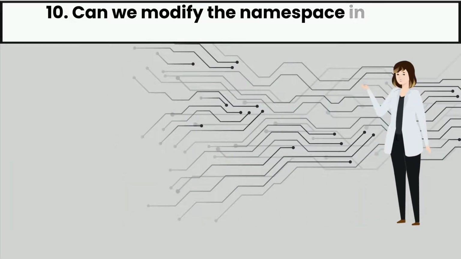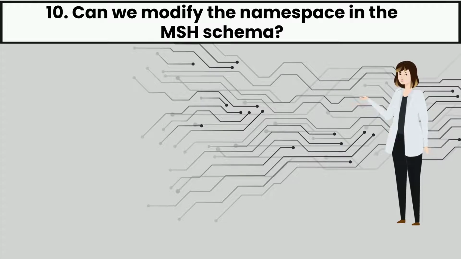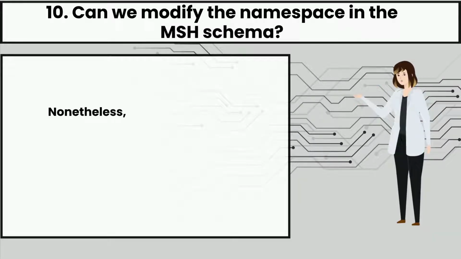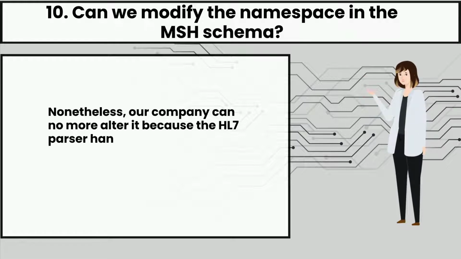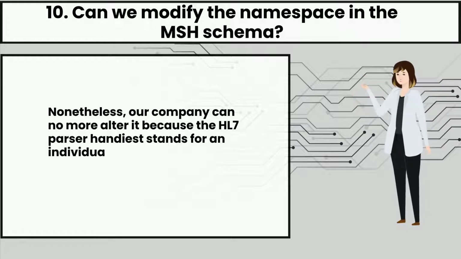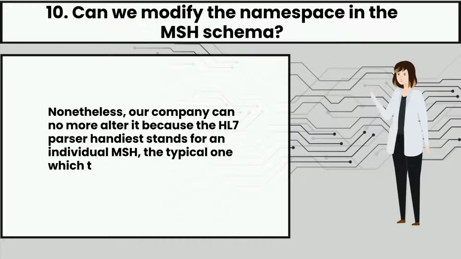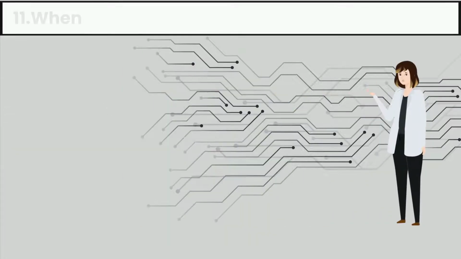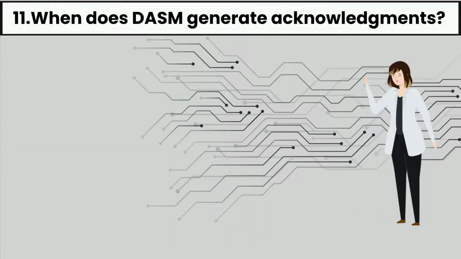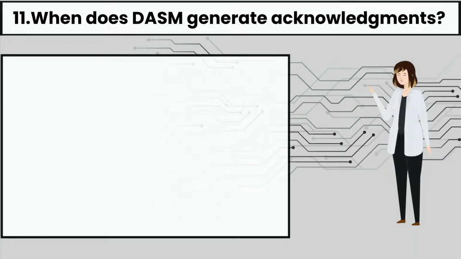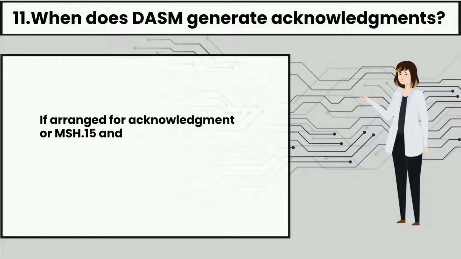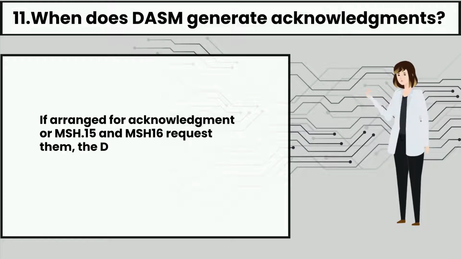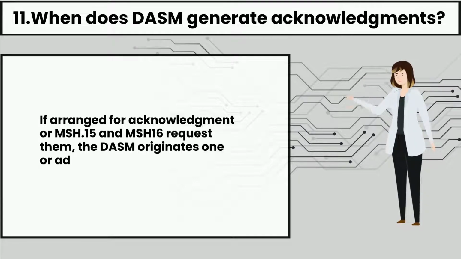10. Can we modify the namespace in the MSH schema? No, we can no longer alter it because the HL7 parser only supports an individual MSH, the standard one which the HL7 accelerator supplies. 11. When does DASM generate acknowledgements? If configured for acknowledgement, or if MSH.15 and MSH.16 request them, the DASM originates one or more acknowledgements.